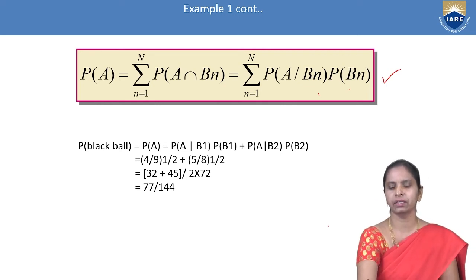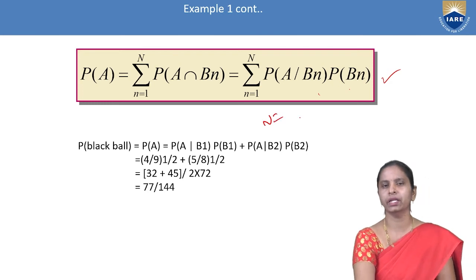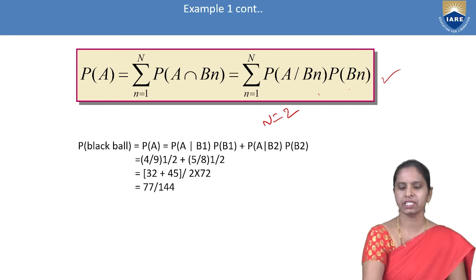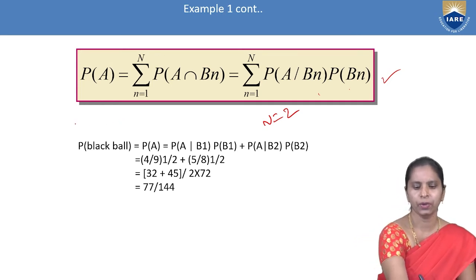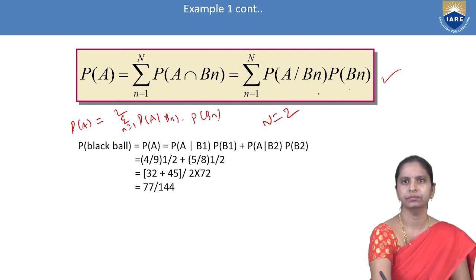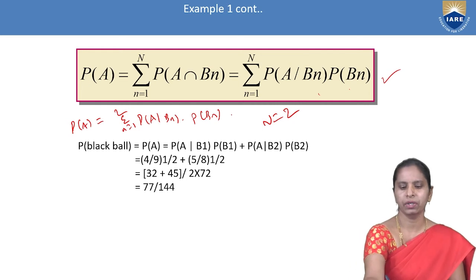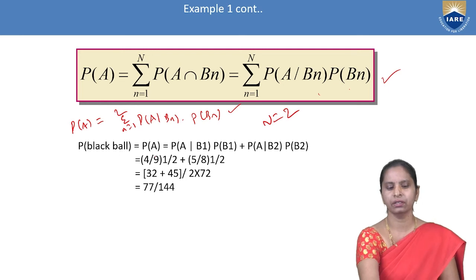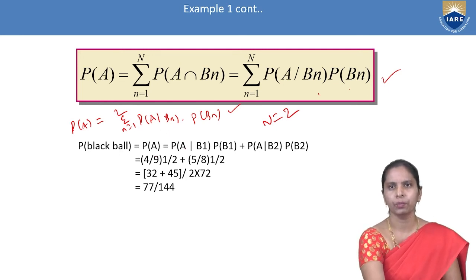Here, how many events are there? What is capital N? You have only 2 mutually exclusive events. Therefore, capital N equals 2 here. So, if I expand, what am I going to get? P of A is equal to sigma n equals 1 to 2 of P of A given Bn into P of Bn. This is the probability of the event of drawing a black ball. Expanding this, you get P of A by B1 into P of B1 plus P of A by B2 into P of B2.